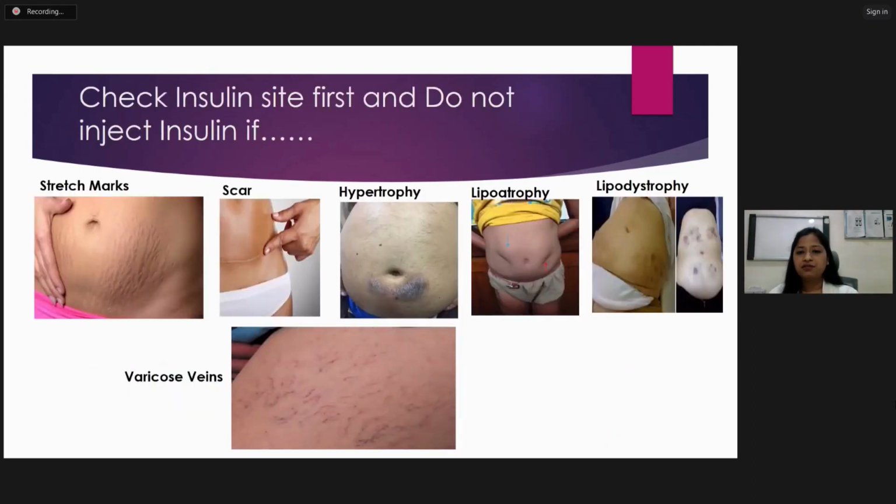Do not give insulin before we check the site where the patient is going to inject. It is very important to check that they don't have marks like stretch marks. If it is stretch marks, the insulin absorption is not good. Also check for any surgery scar, hypertrophy, lipoatrophy, lipodystrophy, and varicose veins. If any of these are there, it is advisable not to take insulin there because absorption is not at all good.